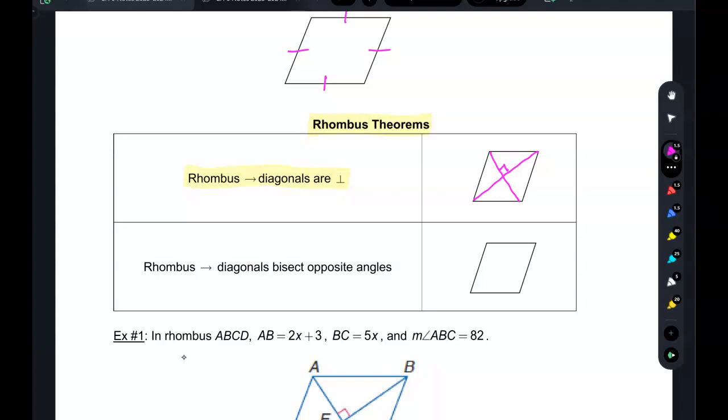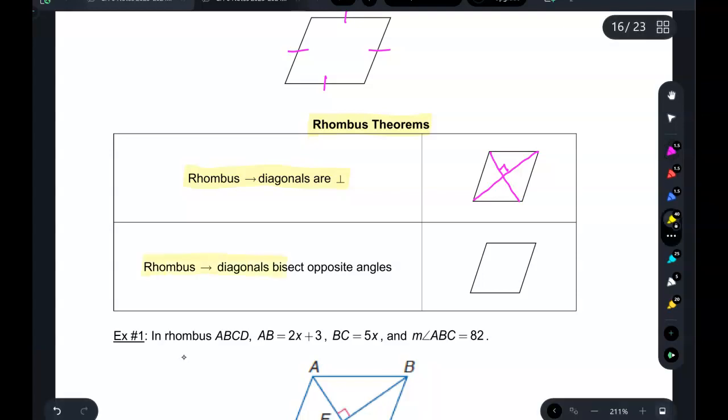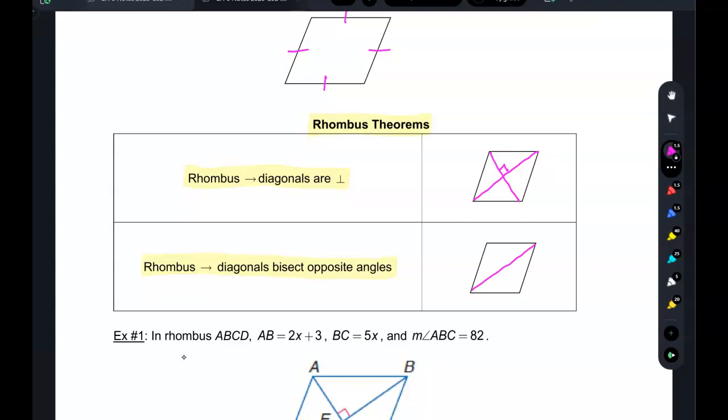The other one is that if you have a rhombus, the diagonals bisect opposite angles. So what does that mean? So we'll start off with one diagonal here. Bisect means to split in half. So these 2 are congruent, and these 2 are congruent. Not only that, but all 4 of those small angles, right, because what do we know in a parallelogram? Opposite angles are congruent. So if we know this is 20 degrees, this is 20 degrees, this is 20 degrees, this is 20 degrees.